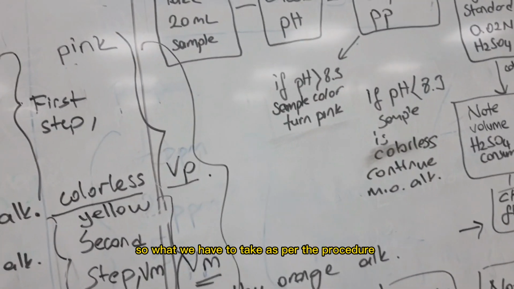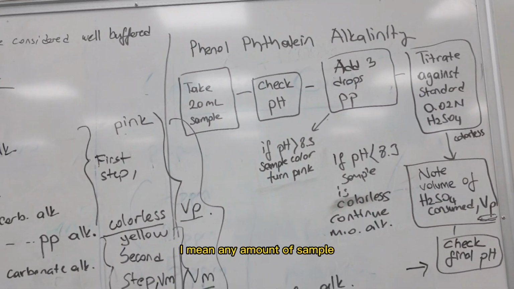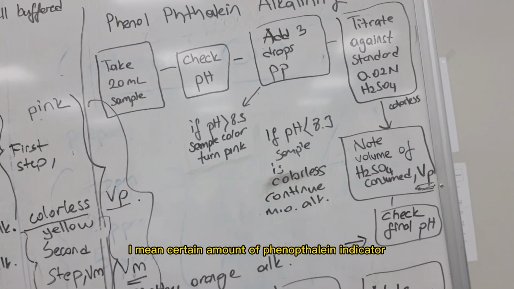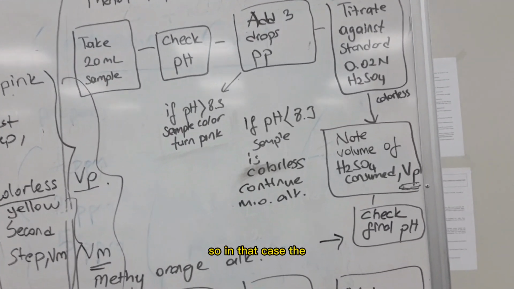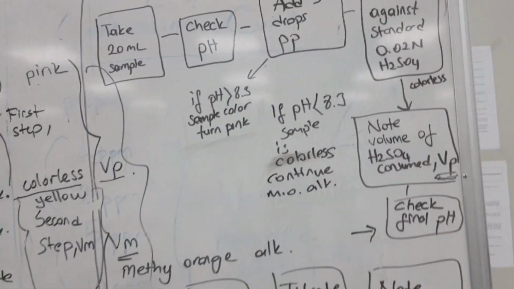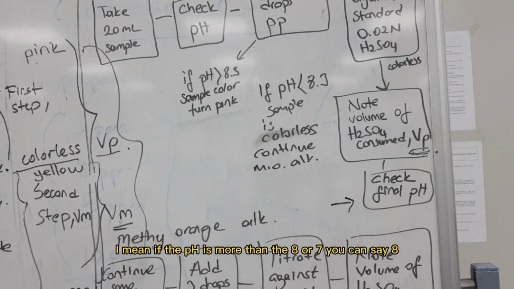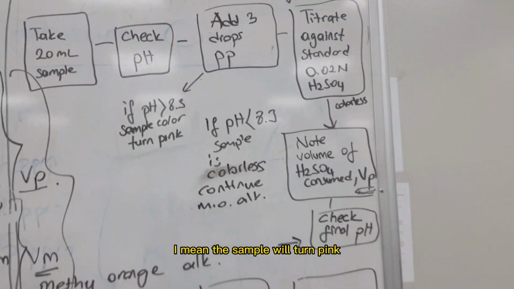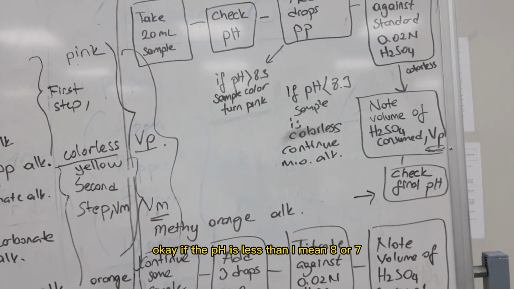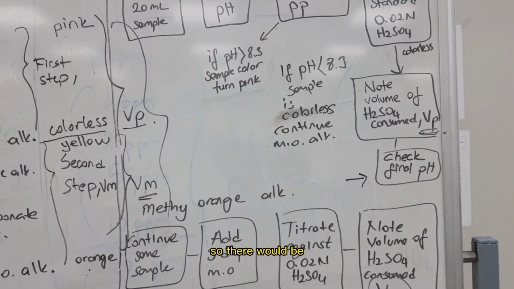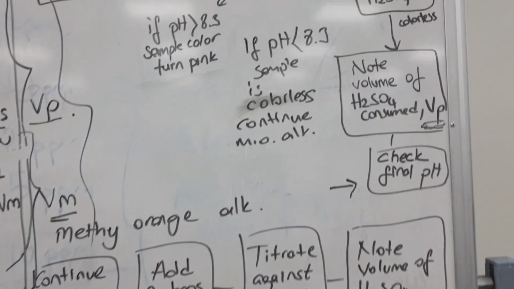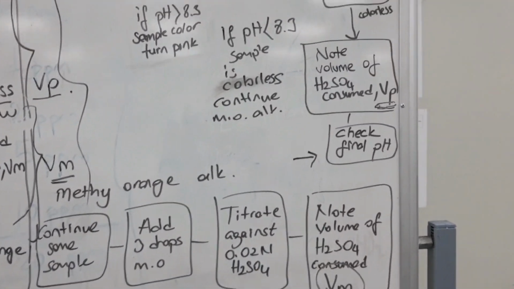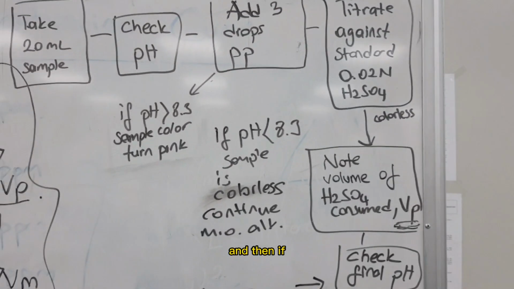As per the procedure, we take any amount of sample, check the pH, and then add a certain amount of phenolphthalein indicator. If the pH is more than 8, it's in the alkaline range, so the sample will turn pink. If the pH is less than 8, it would be colorless. At that point we will have no phenolphthalein alkalinity, so we'll continue with the methyl orange alkalinity.